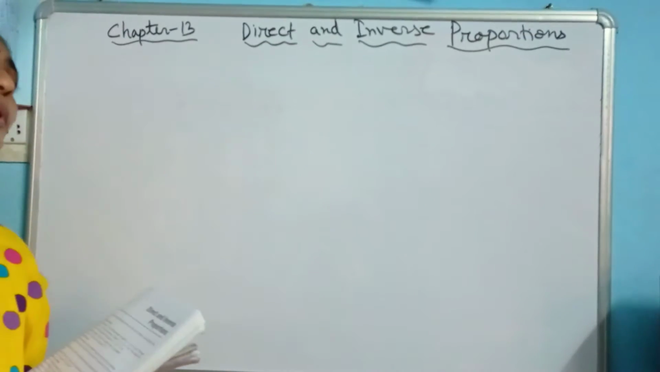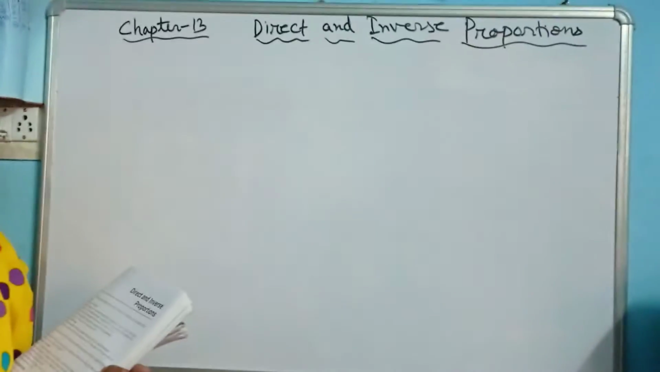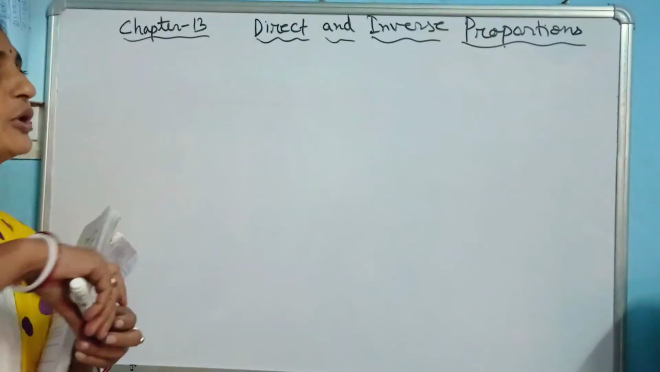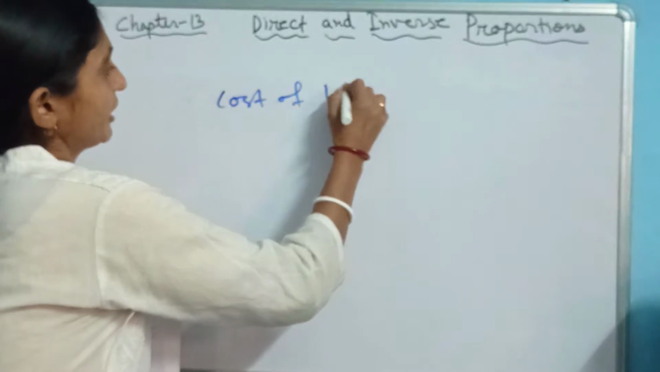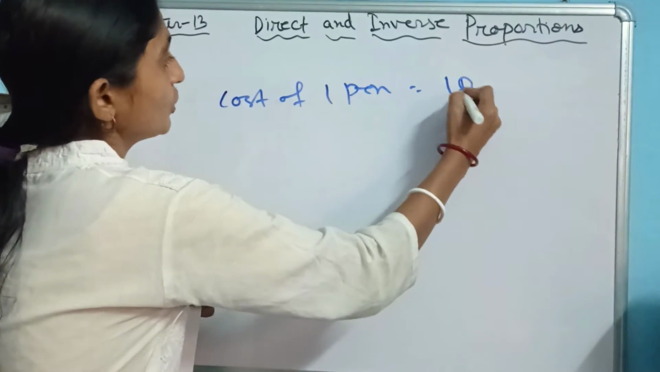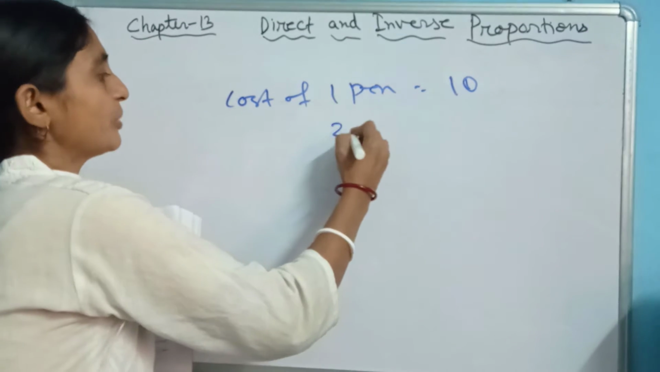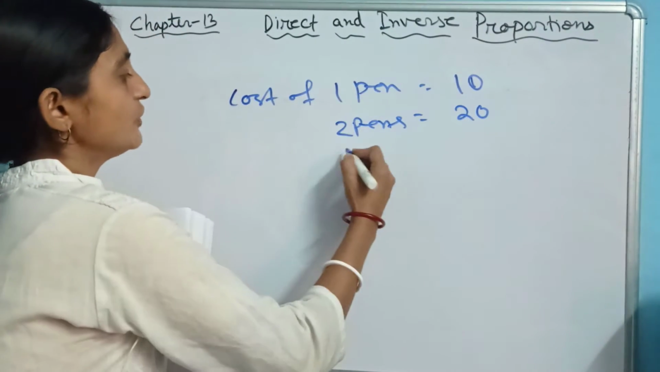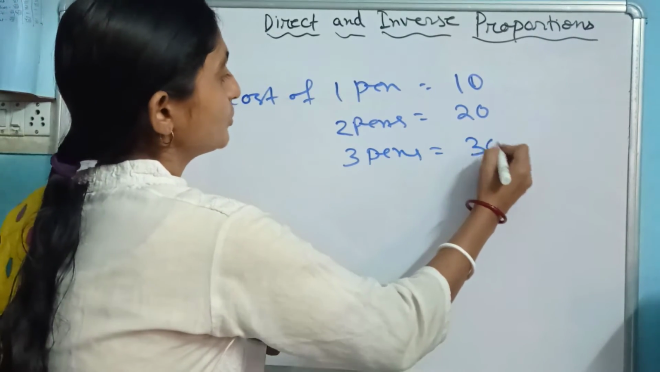Okay, so let's take an example. Suppose you want to buy some pens. The cost of one pen you have to pay is rupees 10. If you want to buy two pens of the same kind, how much to pay? For that you have to pay rupees 20. If you are going to buy three pens, how much will you pay? For that you will pay rupees 30.